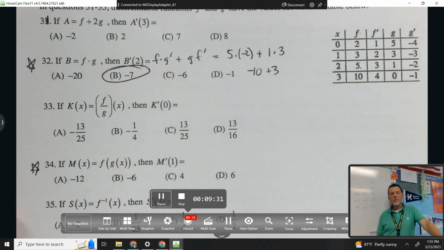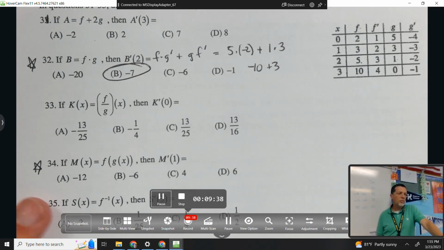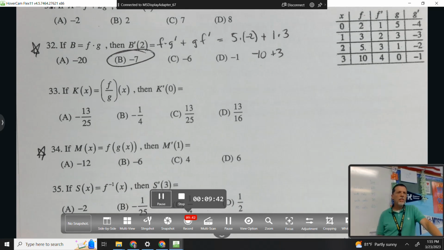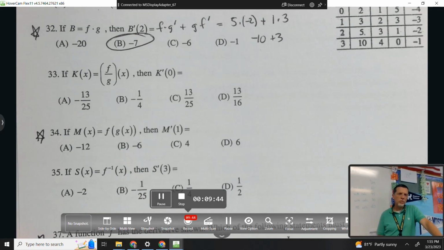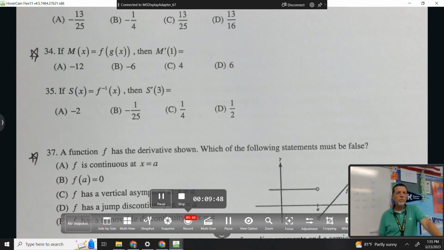So that one was easy on the computation front, and really no derivatives to take. That was strictly a product rule type problem. 33 is pretty similar, except it's a quotient rule problem. 34, what kind of rule is that?